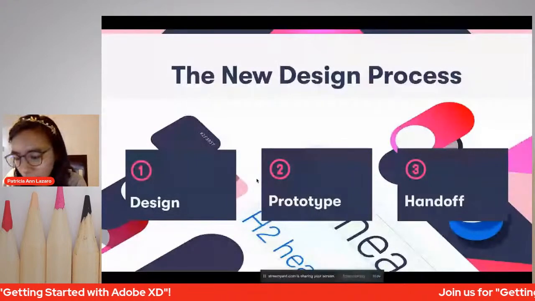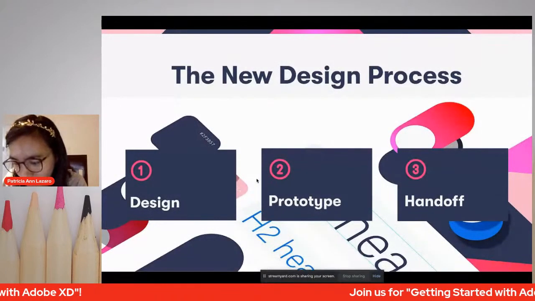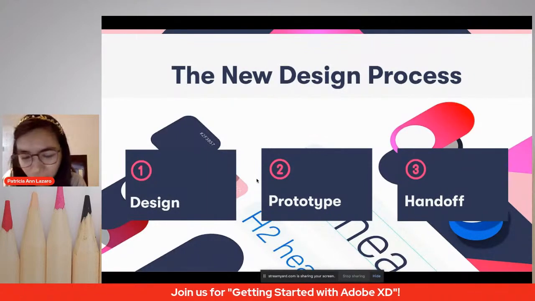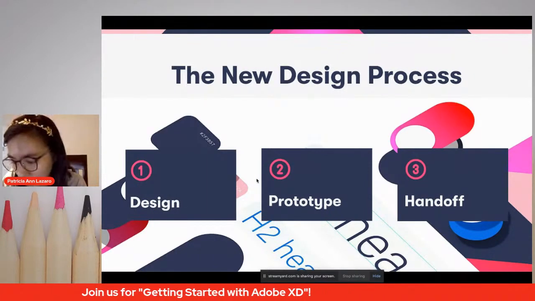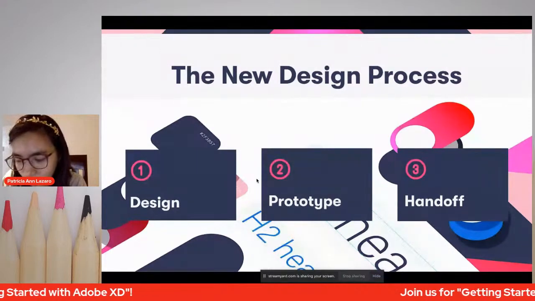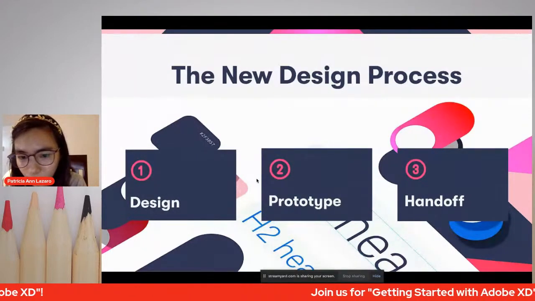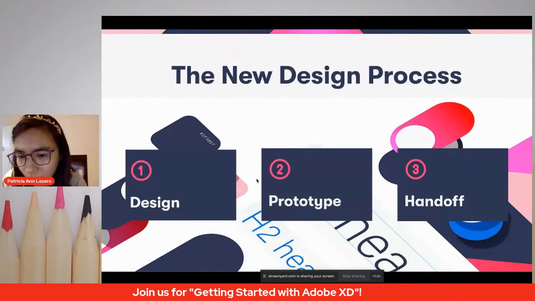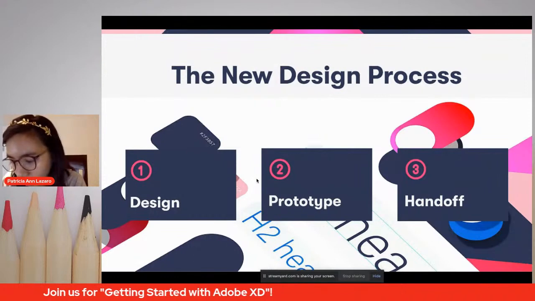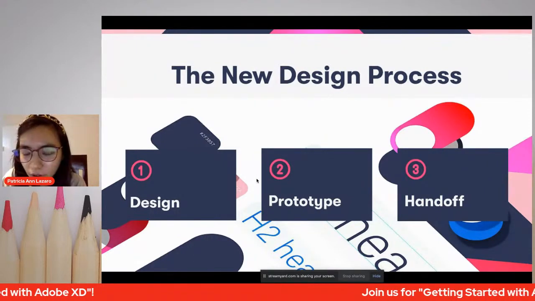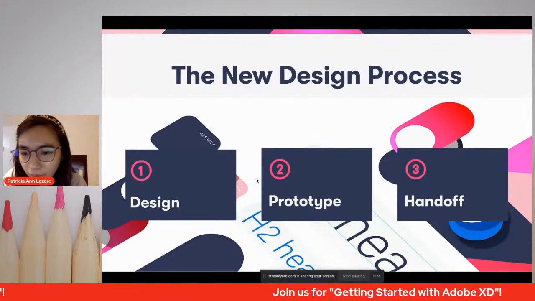You have to turn your ideas into design, and then prototype. This is the process where you can test your design right away. This prototype process eliminates errors in production. It lessens them. And then handoff is where you hand off your designs to developers, to programmers, for development.